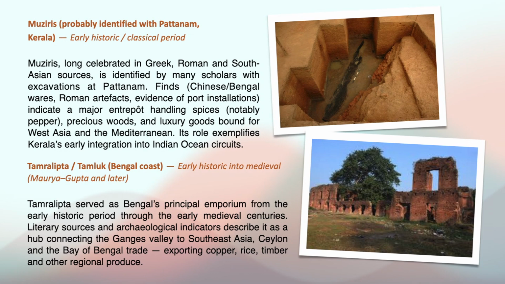Tamralipta served as an emporium of trade, and literary sources and archaeological indicators describe it as a hub connecting the Ganges Valley to Southeast Asia, Ceylon, and the Bay of Bengal trade. This port was instrumental in exporting copper, rice, timber, and other regional produce.